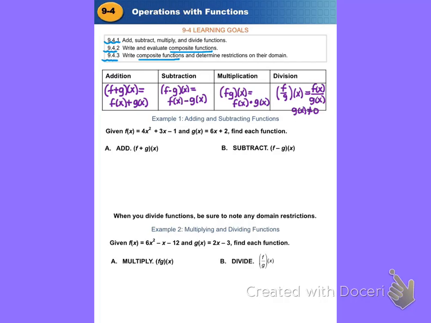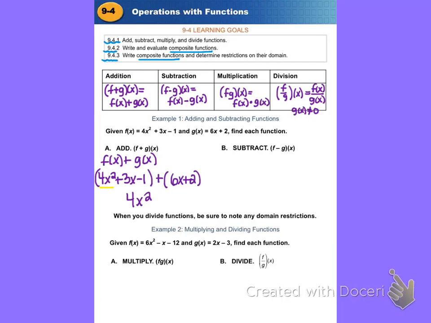Let's say f of x is defined as 4x squared plus 3x minus 1, and g of x is defined as 6x plus 2. If I'm asked to add f plus g of x, or another way to say that is f of x plus g of x, then I simply take f of x and add to it g of x. In doing so, I'm going to add my like terms. There's just one x squared term, so I have 4x squared.